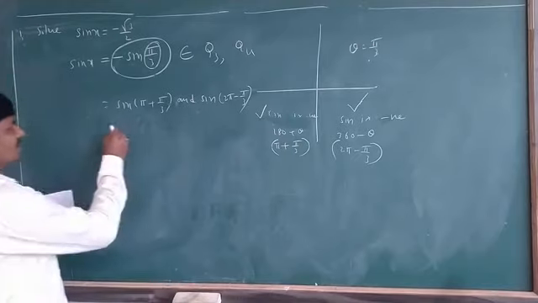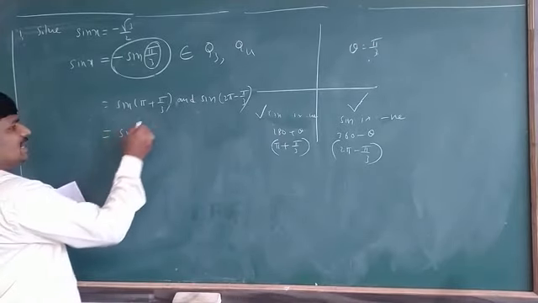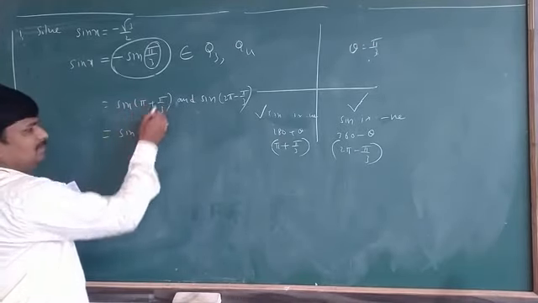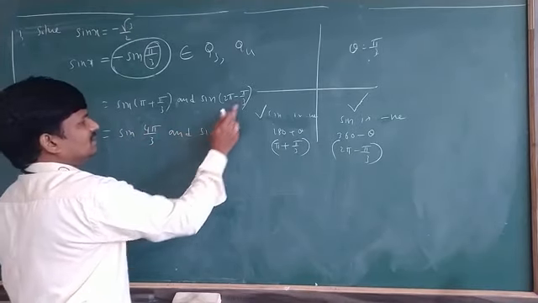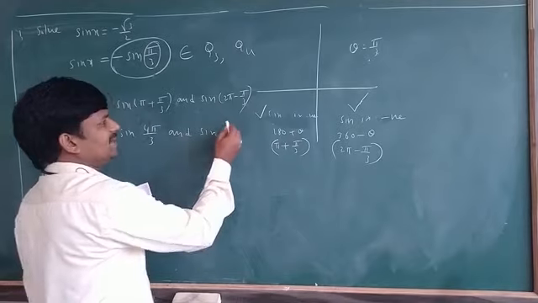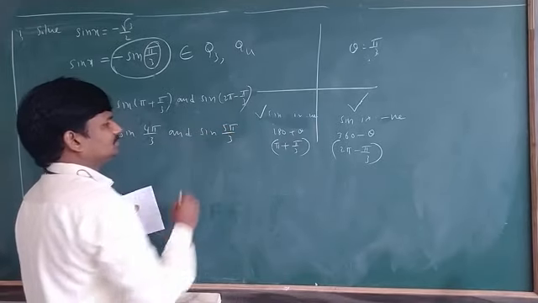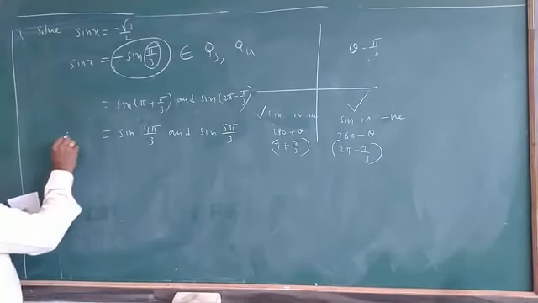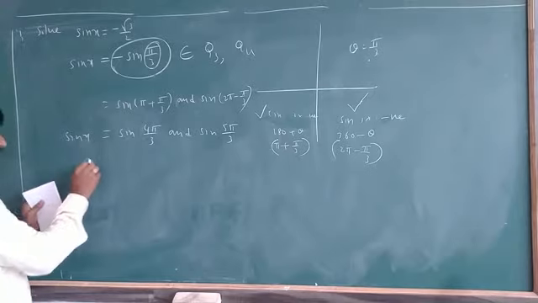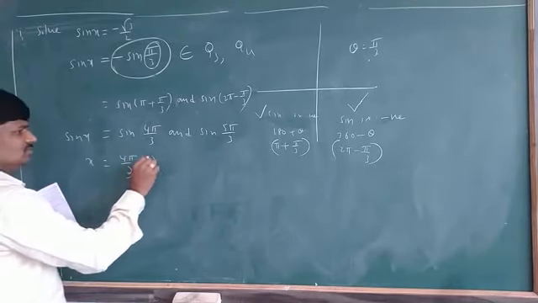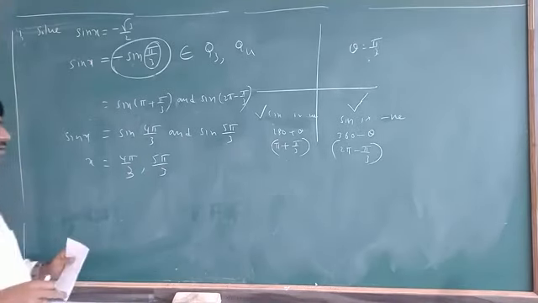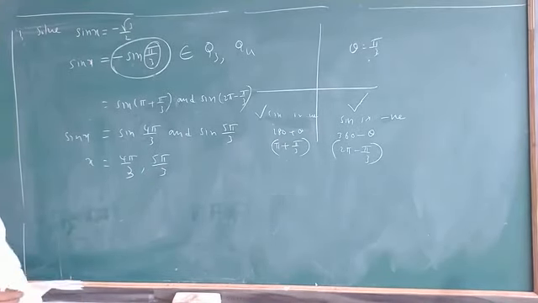Next, what about this value? sin of 3 pi plus pi, 4 pi by 3, and sin of 6 minus 1, 5 pi by 3. What is it? sin x. So x is equal to 4 pi by 3 and 5 pi by 3.